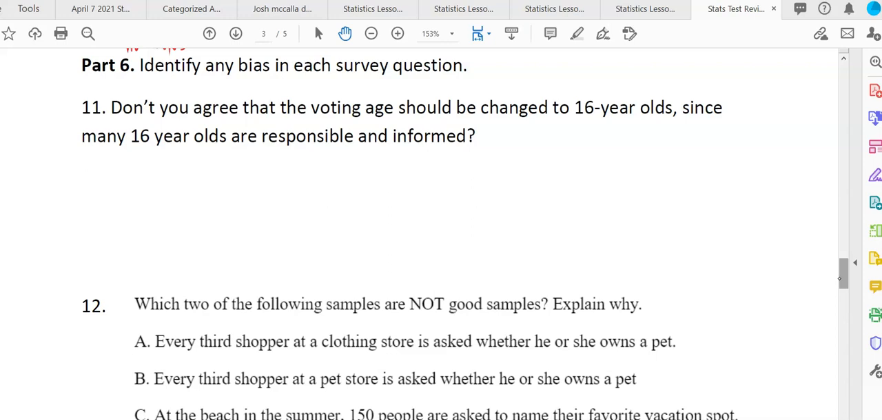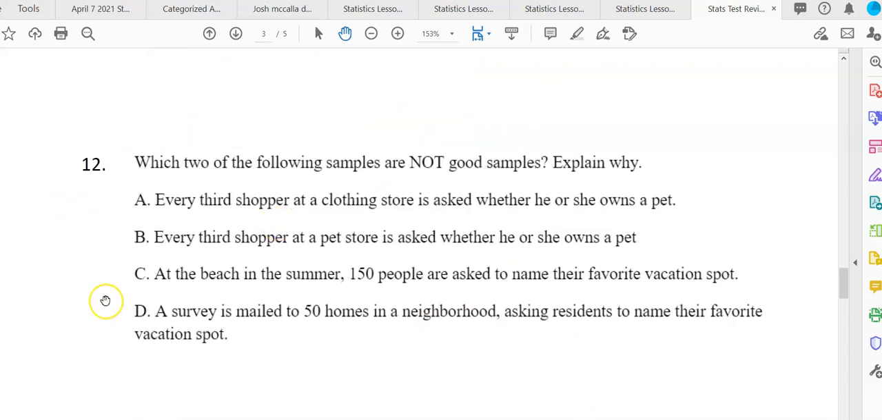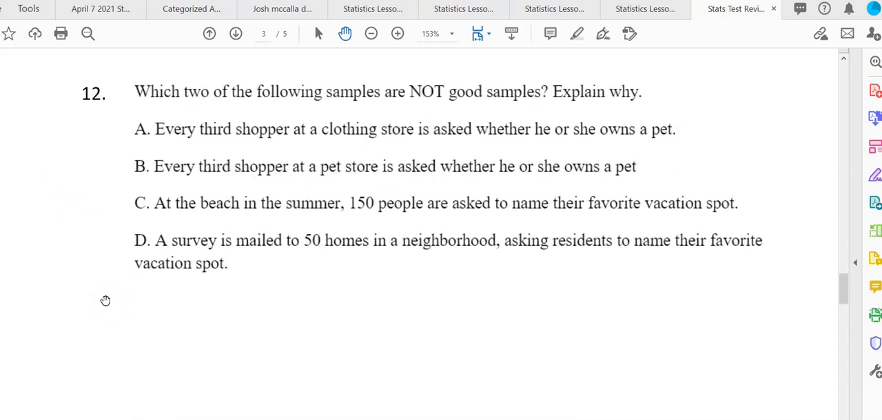16-year-olds, because they're responsible and informed, so it's leading, it's loaded, it's leading and loaded, something like that. I think this is a pretty good question. Twins are not good samples, so I'm okay with the first one. It's maybe not the greatest, but I can deal with that.